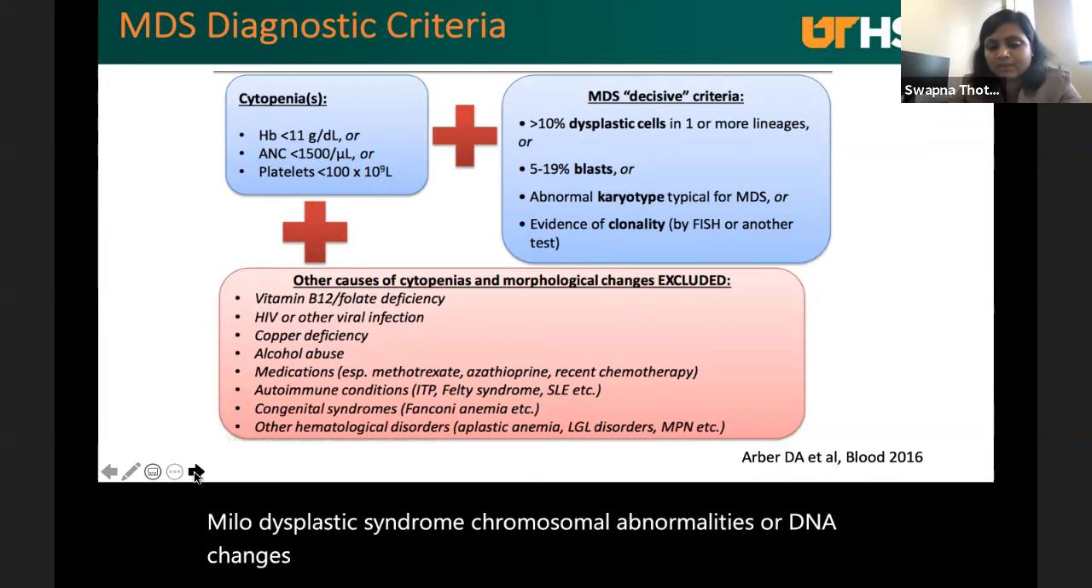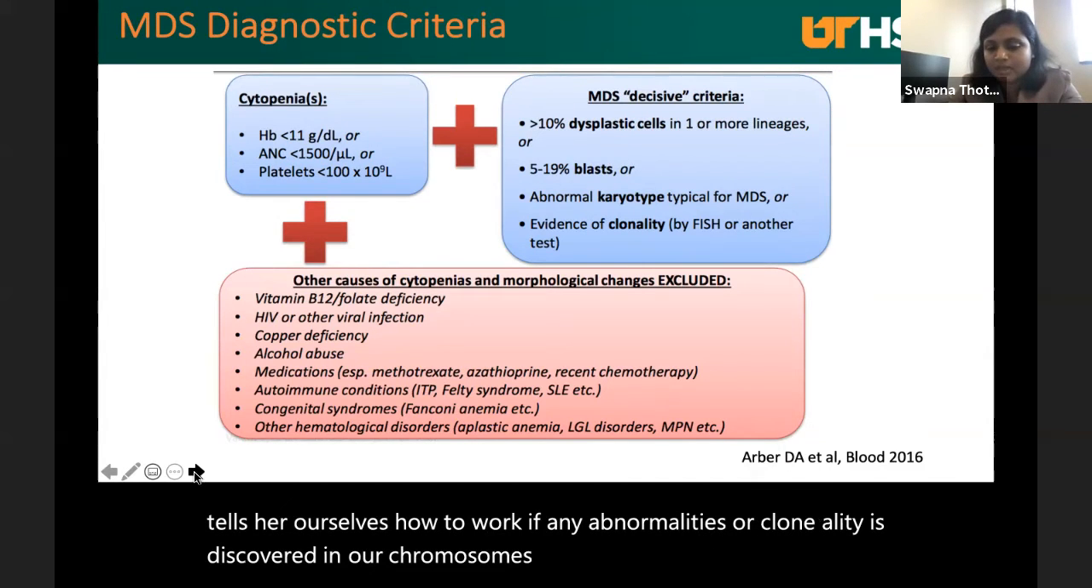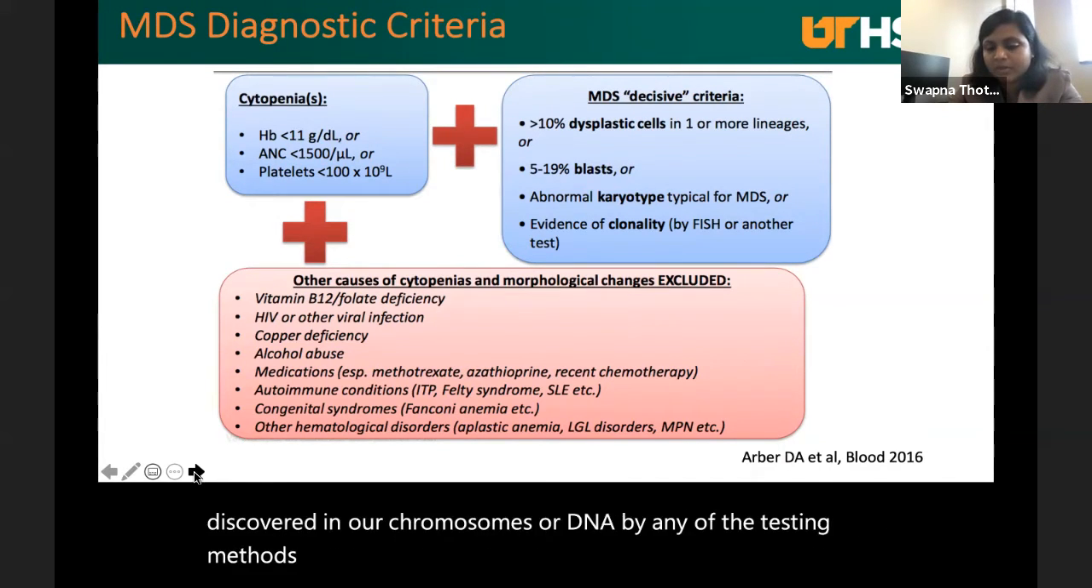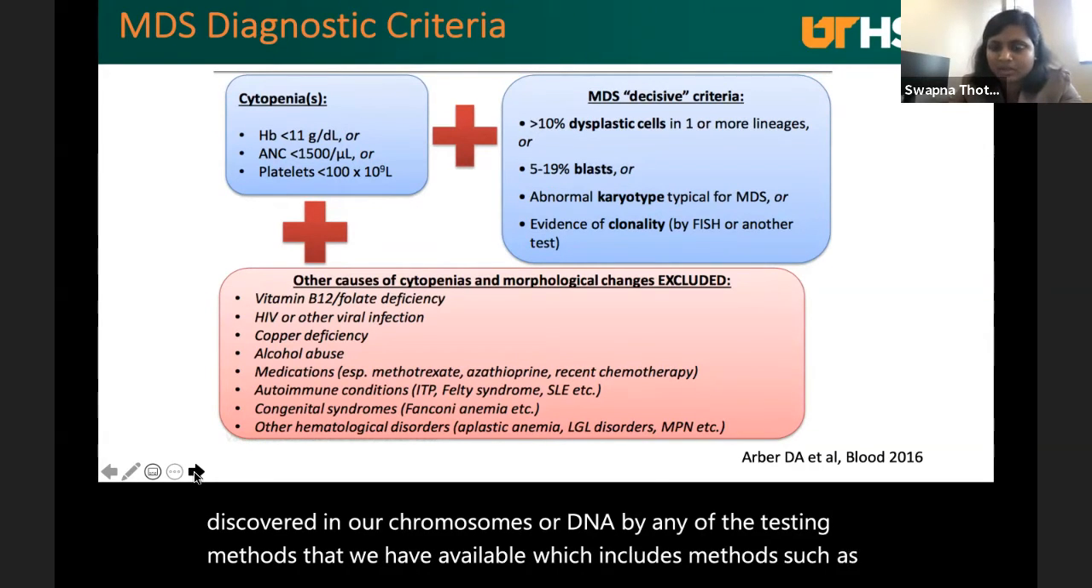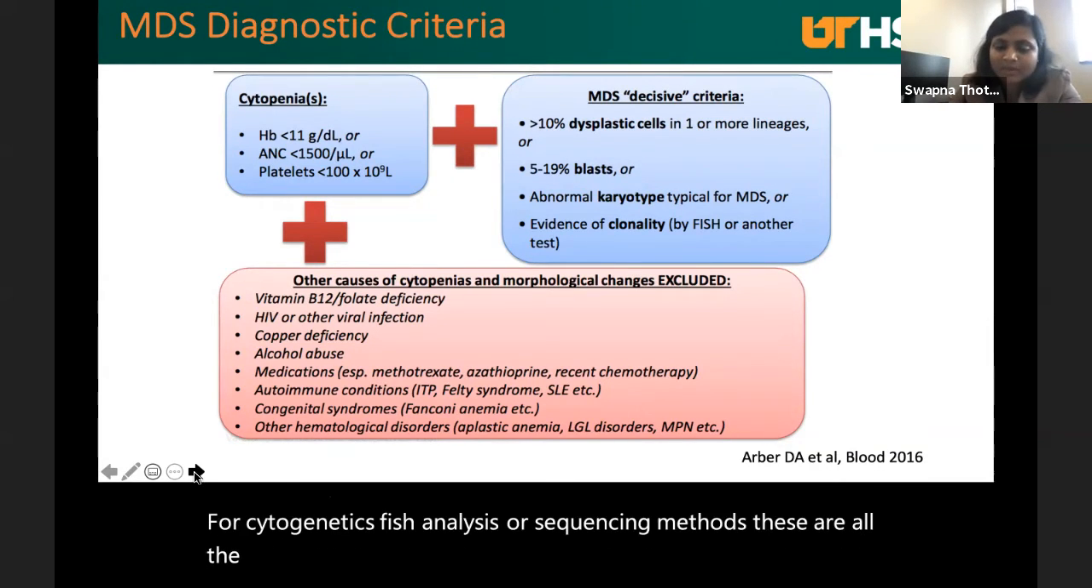DNA is the signature that we all carry, code that tells our cells how to work. If any abnormalities or clonality is discovered in our chromosomes, our DNA, by any of the testing methods that we have available, which includes methods such as karyotyping or cytogenetics, FISH analysis, or sequencing methods. These are all the different lab techniques we use to establish clonality.